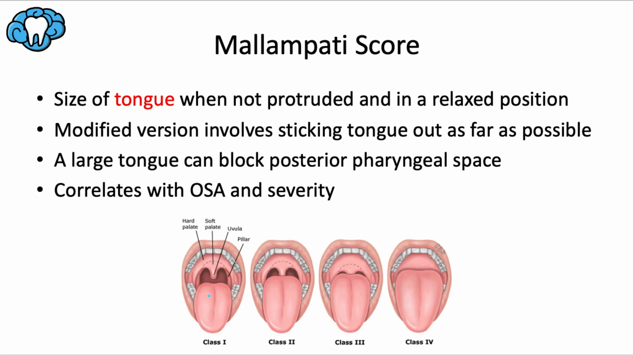So in class 1, again with the modified version with the tongue sticking out, you can see the soft palate, you can see the full uvula, and you can also see the tonsillar pillars. In class 2, you can see the soft palate, most of the uvula, and most of the pillars. In class 3, you can only see the soft palate and the very base of the uvula, and then in class 4, the only thing you can see is the hard palate.